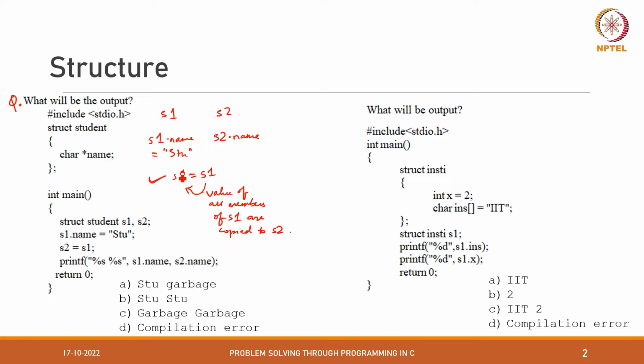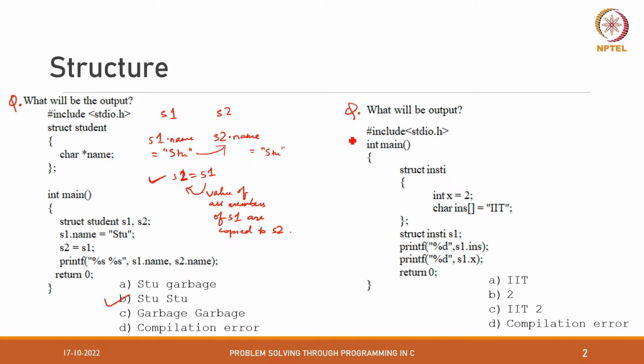So when we do this kind of assignment operation, the value of all the members of s1 is copied to the respective members of s2. After s2 equal to s1, whatever value s1.name had gets copied to s2.name. So s2.name is also "stu" now. When we print this as a string, we'll have stu and stu being printed. I hope that is clear. Okay, so we can move on to the next question then.